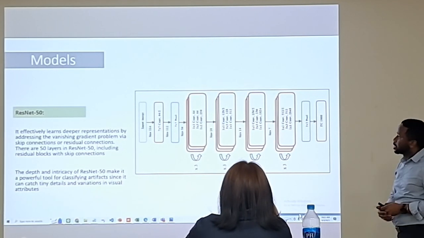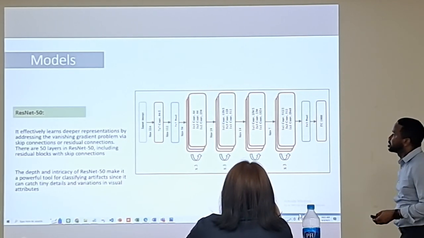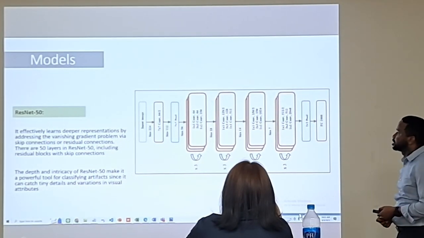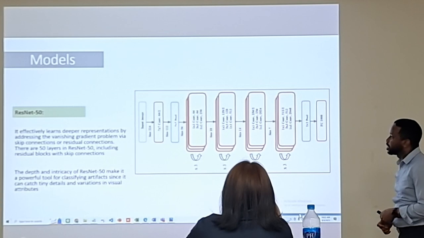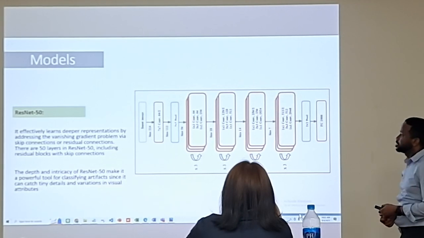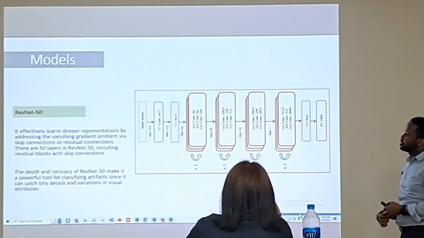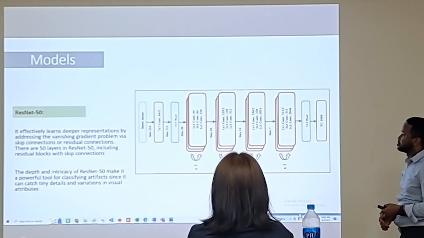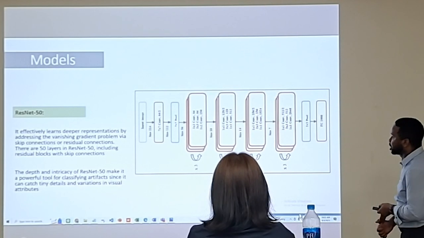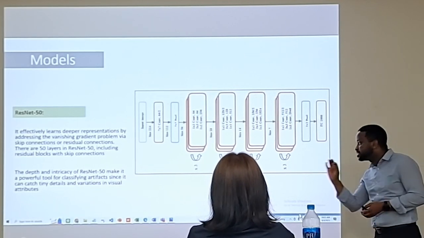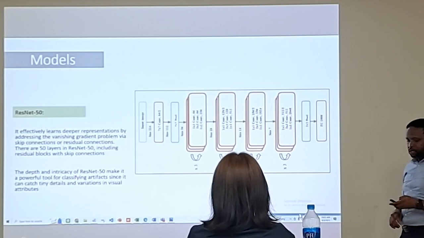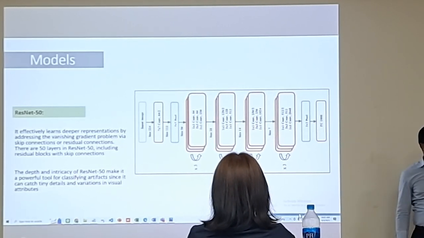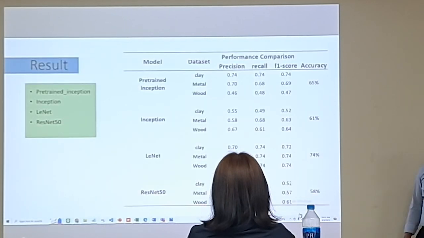And another model, the last one, is ResNet 50. This is effective at a deeper representation by addressing the vanishing gradient problem via skip connections and residual connections. This model uses 50 layers and goes deep to classify artifacts since it can catch tiny details and variation in the visual attributes. So you can see that these four models are very good models to use on my images.